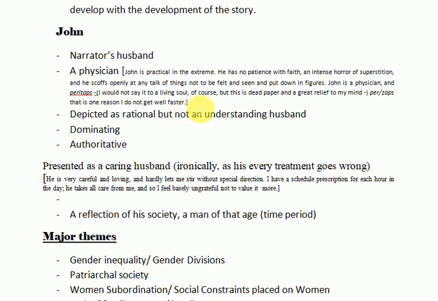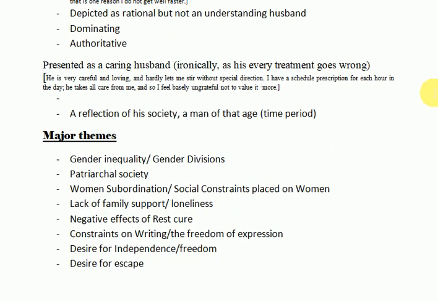So the story is full of irony, full of dramatic irony, and the storyline and the descriptions are really very compelling. And she depicts John as a rational individual, but not an understanding individual, not an understanding husband. He's shown as dominating and authoritative, and an individual who does not let her move with her own will. She is not allowed to even make a choice of her own room, and there are ample other things present in the text which point towards the dominating personality of her husband John. And he is also presented as a caring husband, but that too is presented in an ironic light.